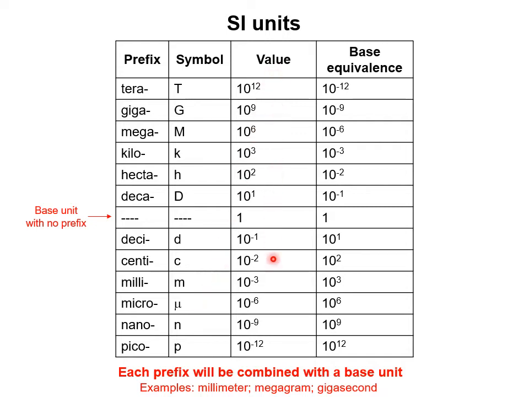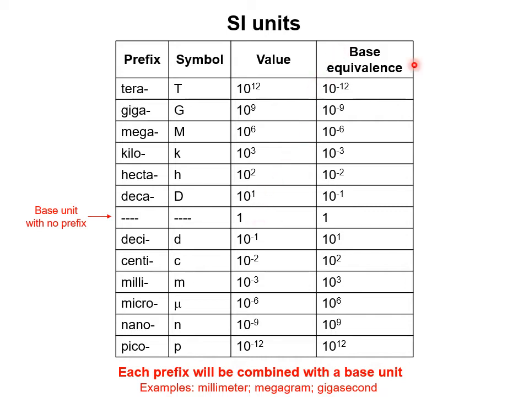In this column, we have the value of each. So compared to the base equivalent, how much does that value go up by? For example, if I add the prefix tera to the base unit meter, that increases the value by 10 to the 12th fold. If I add the prefix kilo to meters, right, to make kilometers, the kilometers is 1,000 times more than the meters, which was my base unit, the one without the prefix.